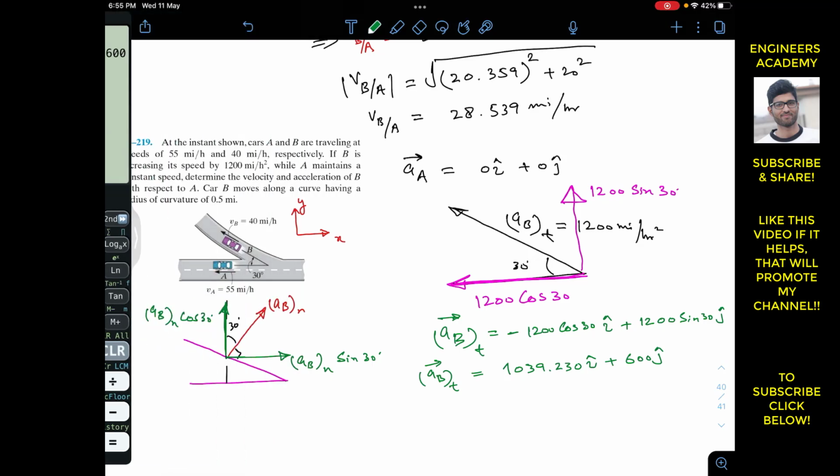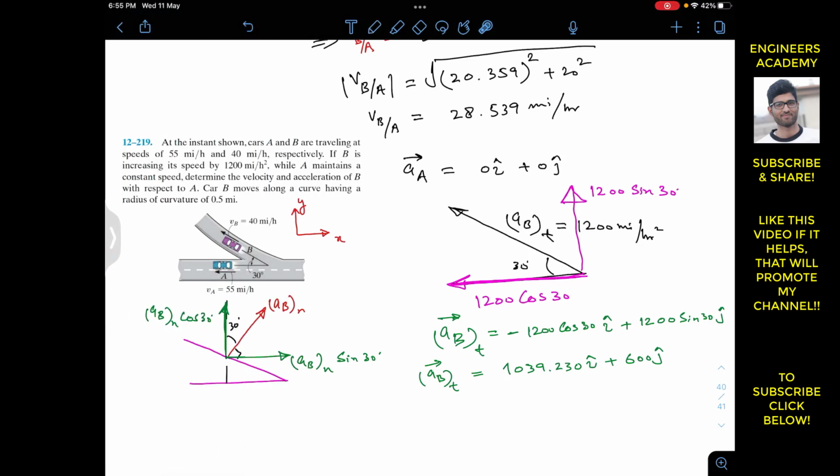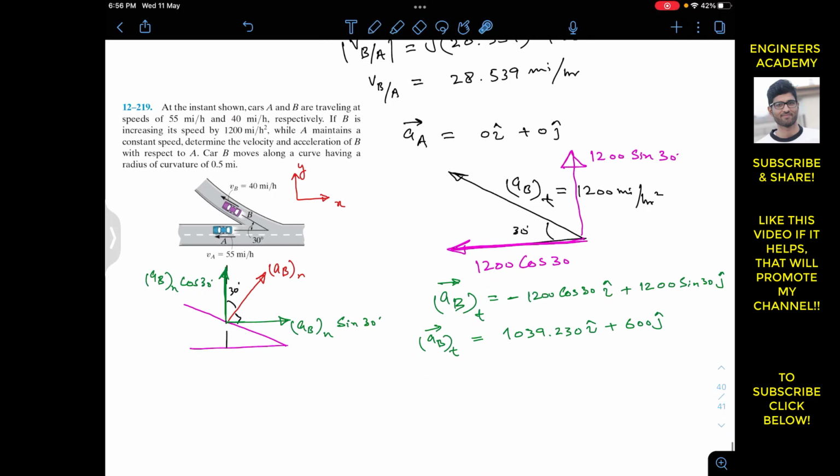So this is the Cartesian vector representation of the acceleration of B in the tangential direction. These are the components of AB tangential along x and along y. And similarly, first of all, we have to find the acceleration of B in the normal direction, its magnitude.